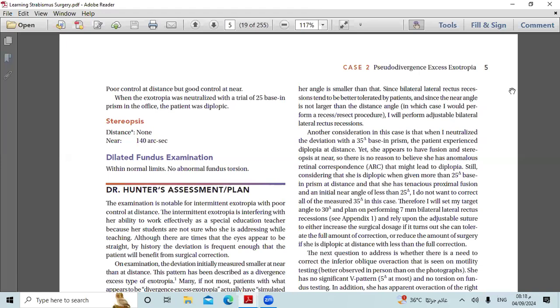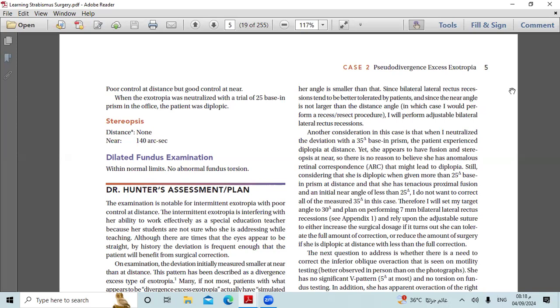Another consideration in this case is that when I neutralize the deviation with 35 prism diopters base in prism, the patient experienced diplopia at distance. Yet she appears to have fusion and stereopsis at near, so there is no reason to believe that she has anomalous retinal correspondence that might lead to diplopia.